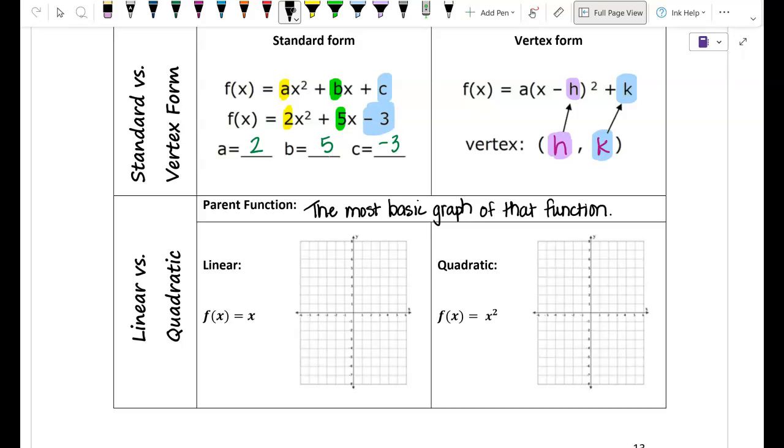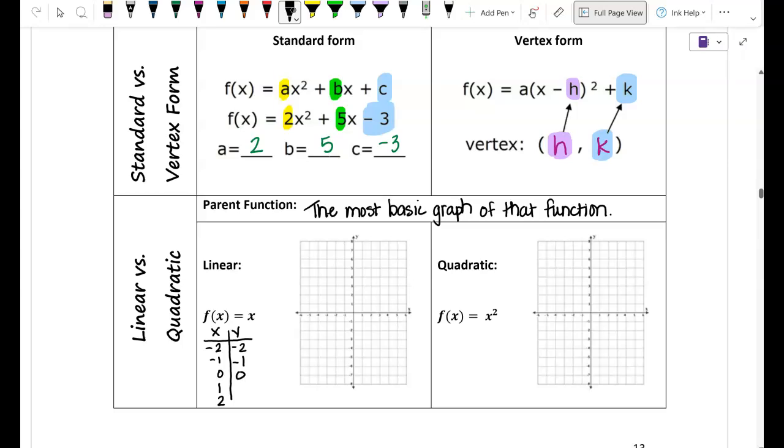The parent function for the linear function is f of x equals x. There's no transformations that have happened to it. There's no plus or minus number. Your slope is 1. So if we were to draw an xy table here and use the values -2, -1, 0, 1, 2, this is that function where whatever I put in, I'm going to get the same thing out. If I put in a -2, I'm going to get out a -2. Put in a -1, I'm going to get out a -1.